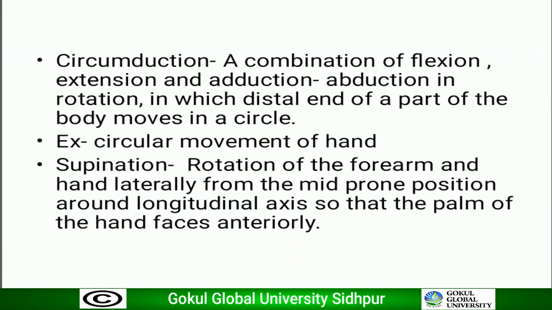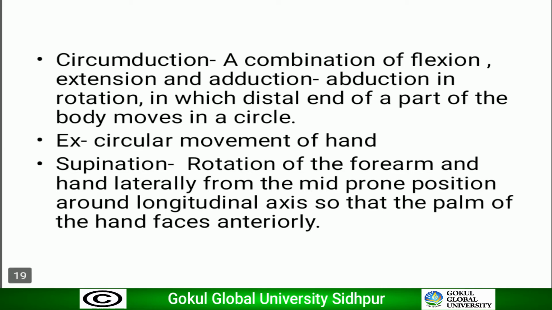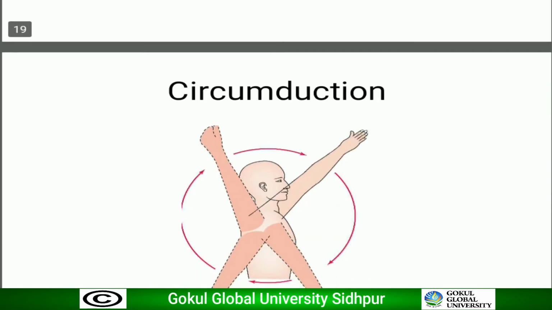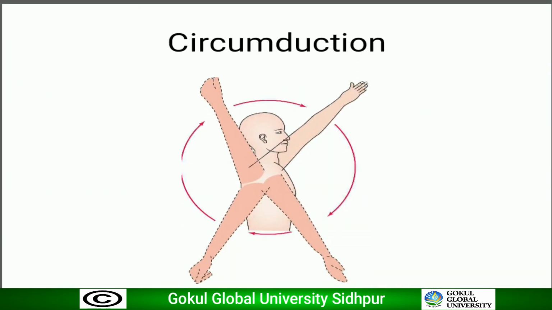Circumduction, a combination of flexion, extension, adduction, abduction and rotation, in which the distal end of the part of the body moves in a circle. Example, circular movement of the hand. This diagram shows the circumduction example during a bowling action.